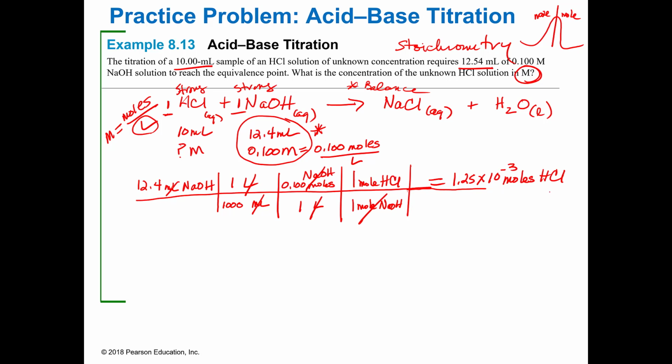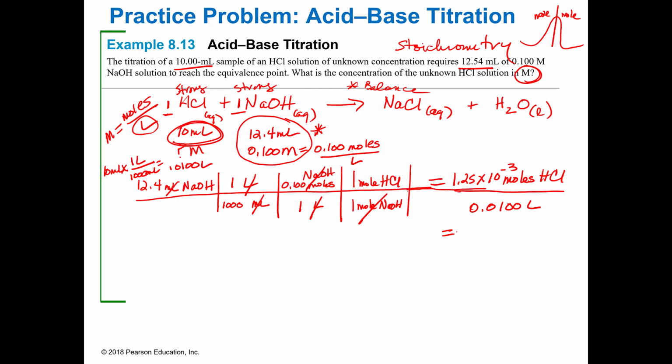Now, this gives me moles, but I want moles per liter. So I have to go back and remember how many liters did I have. I had 10 milliliters, and I'm just going to go ahead and say that would be the same as what? 0.01 liters. All right, so I'm going to take my moles and I'm going to divide it by 0.0100 liters. Might have just been 10, sorry.